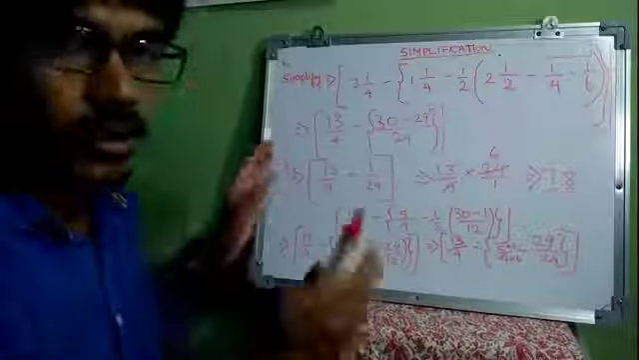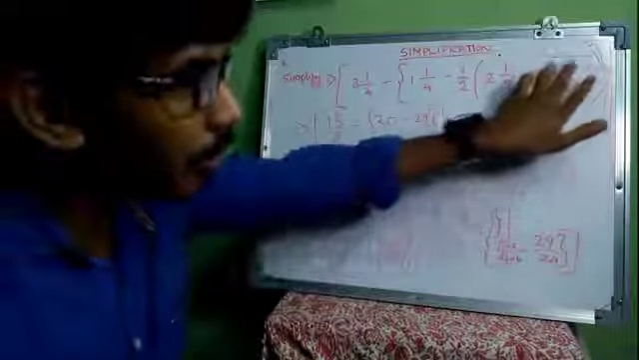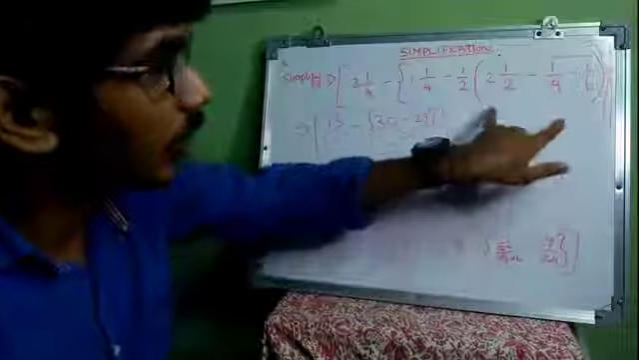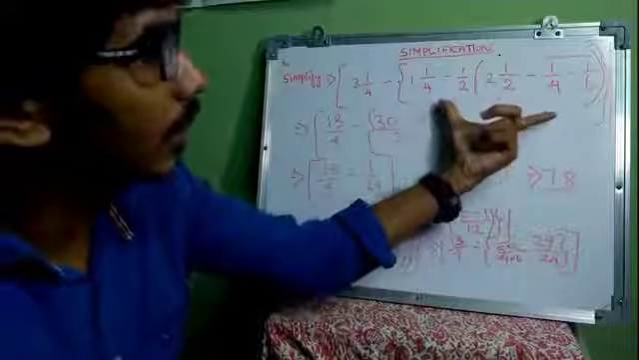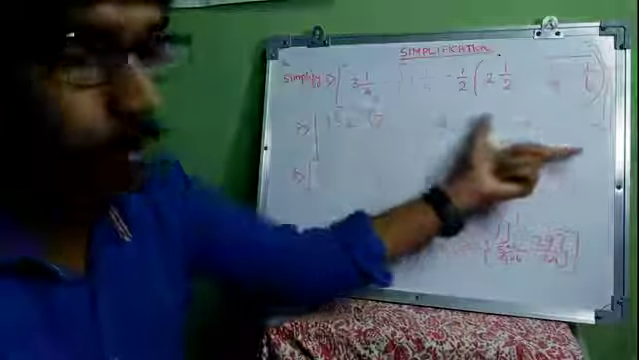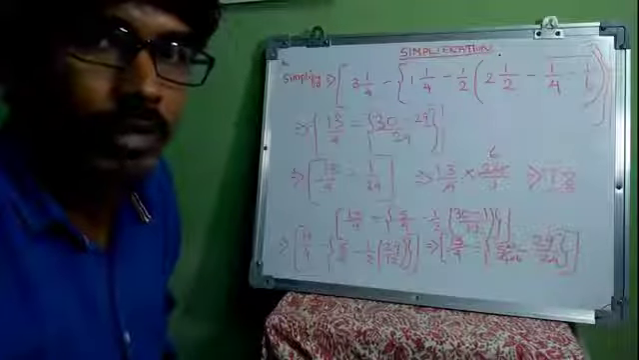Okay. This is how you have to solve a simplification problem. First, you should think about the vinculum and then the brackets. First the closed bracket, then the curly bracket, and then the square bracket. Okay. In this manner only you have to solve the simplification problem.